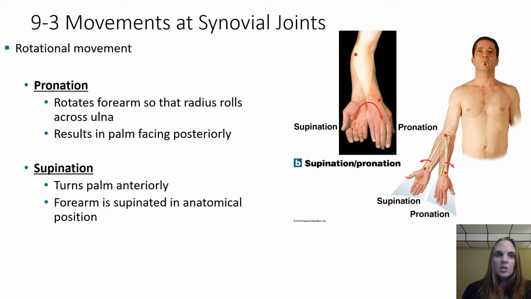Two specific terms used when we're talking about rotational movement are pronation and supination. So pronation rotates the forearm so that the radius rolls across the ulna and results in the palm facing posteriorly. So pronation, we're going to rotate so our palm faces posteriorly, faces behind us. And then supination turns our palm anteriorly.